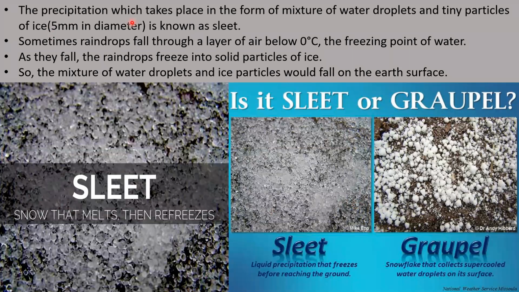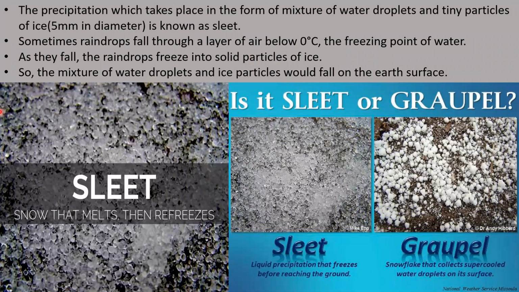Sleet. The precipitation which takes place in the form of a mixture of water droplets and tiny particles of ice, 5 millimeter in diameter, is known as sleet. Sometimes raindrops fall through a layer of air below 0 degrees Celsius, the freezing point of water. As they fall, the raindrops freeze into solid particles of ice because they are entering the layer of air which has less than 0 degrees Celsius of temperature. So when they enter this particular layer, these water droplets freeze and become solid particles of ice.